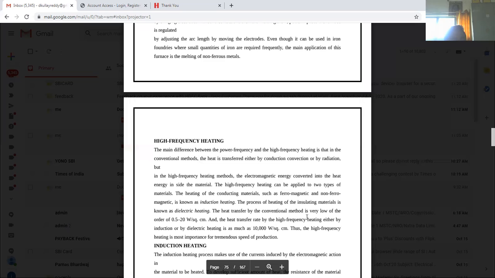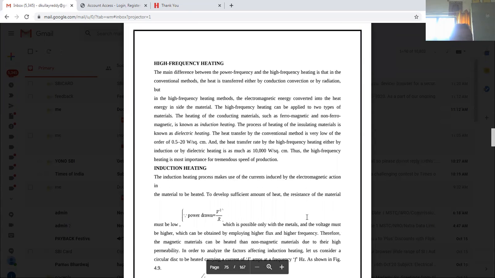When we give supply to the material, it produces flux. That flux creates an electromagnetic field through the electromagnetic induction process. Then automatically that electromagnetic field, that flux, is linked with the other part. The heat produced in this material is transferred by a radiation or convection process to some other material. This process is involved in high frequency heating.